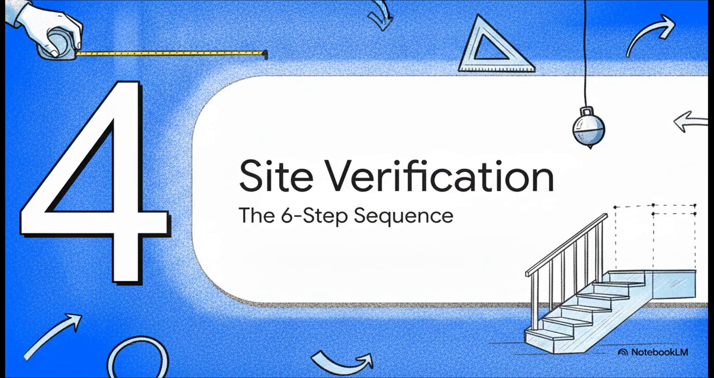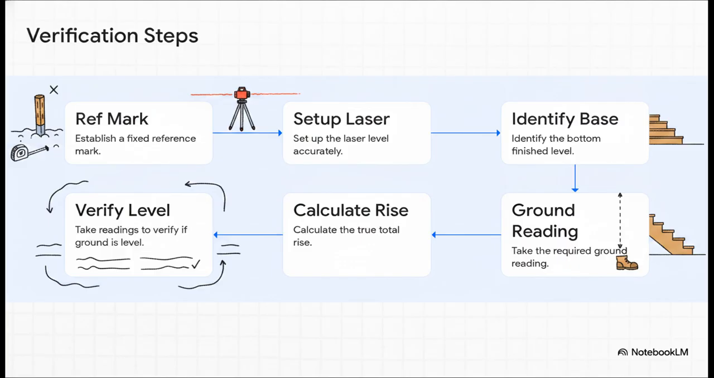Let's move to Section 4 and see how this builds into the physical site verification sequence. As you develop into master builders, this sequence literally needs to become second nature to you. Step 1, establish a reference mark. Step 2, get that laser level set up. Step 3, identify the bottom finished level where your stairs are going to terminate. Step 4, take your ground reading.